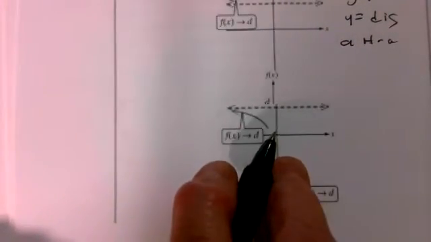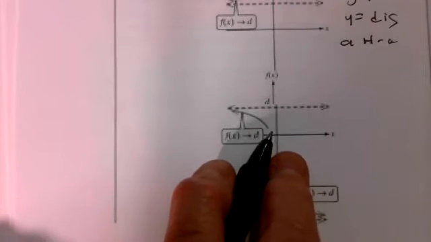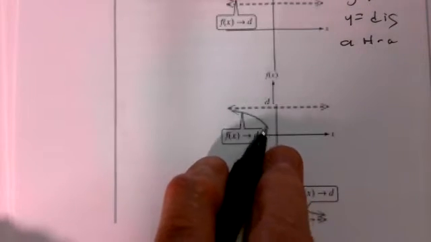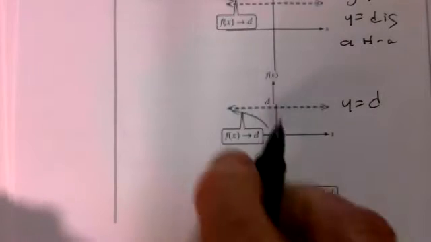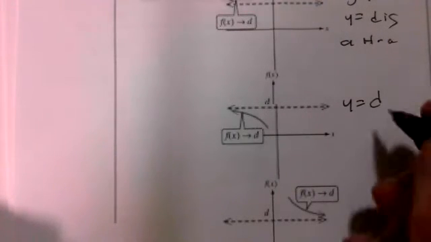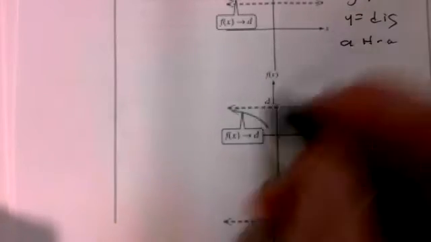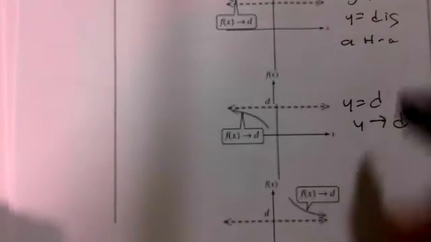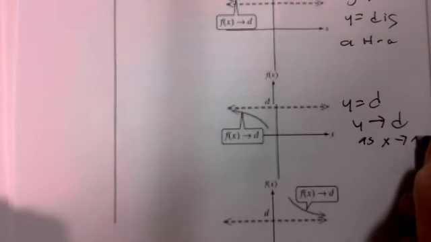Or it could be that we're coming in and becoming linear, but the graph is actually below the horizontal asymptote. So this is still a horizontal asymptote. But either way, the y is approaching D, as x goes to infinity, or x goes to negative infinity.